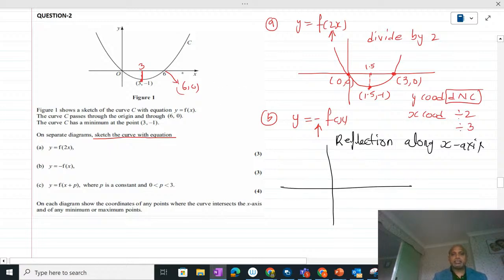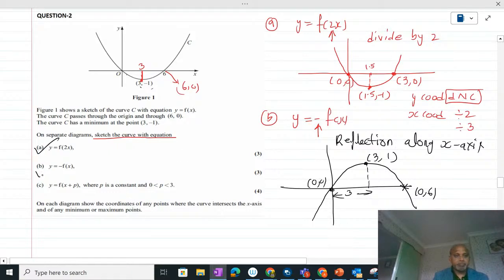Reflection along the x-axis. So our original curve was this one, 0 to 6. Now it will be upside down and it is passing through like this. Okay, the coordinates remain the same. It should be 0, 6 and it should be 0, 0. This coordinate will be changed. It was 3 and minus 1. So x is 3 already, right? But instead of minus 1, it has changed. So 3 and 1. Okay, that is your answer for B part.